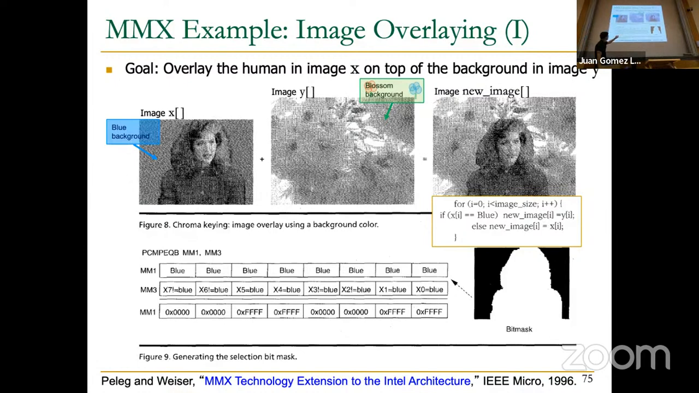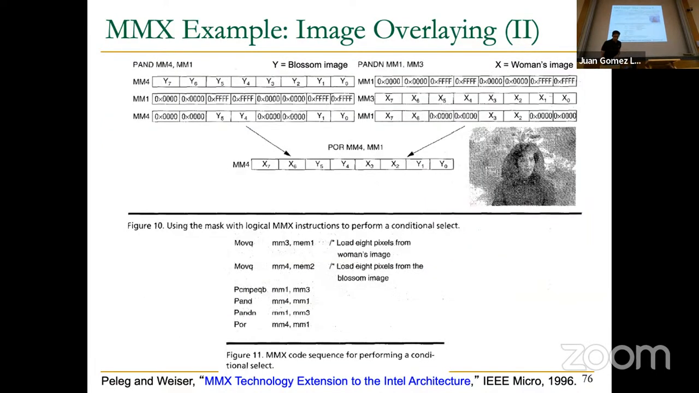So here, we assume that the vector register has 8 elements, it is of length equal 8. In my program, the first thing that I would do is read pixels from image X, compare them to the value blue, and based on that, I create a bit mask, right? And now if I have this bit mask, by using logic operations, for example, the and-not operation, which is the one here, I can filter those pixels that I really need in this vector register MM4, and same for the woman's image.